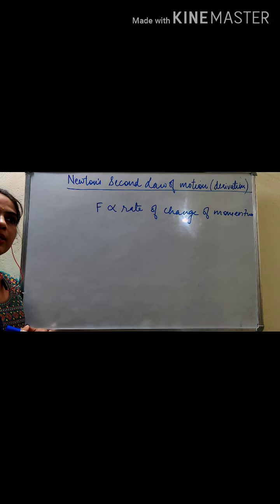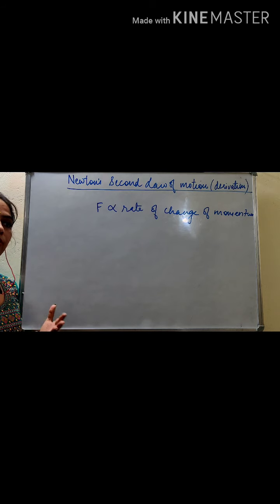For example, a person is running very fast and if he wants to stop suddenly, he cannot. Or if he wants to take a turn suddenly, he cannot. Okay, gradually he can take. Why? Because his momentum has increased a lot.